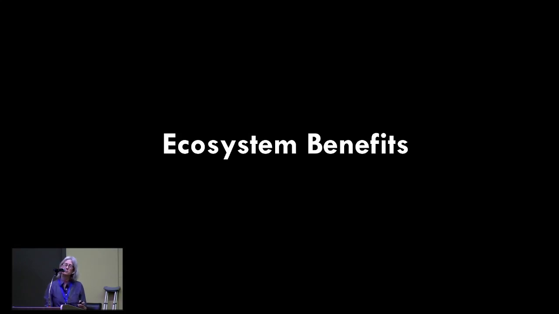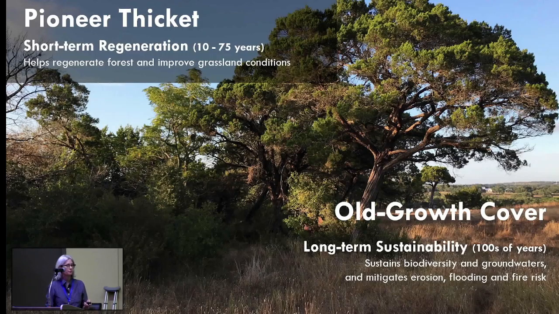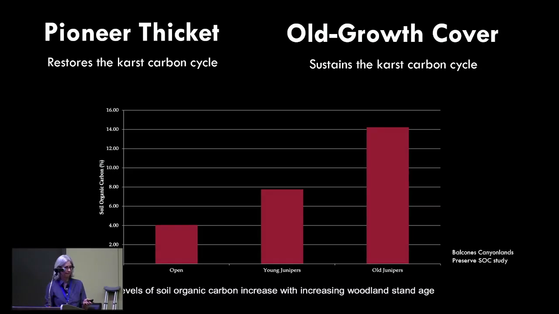Okay, ecosystem benefits. The pioneering thicket is short-term regeneration. It's more like 10 to 75 years. It helps to regenerate forests and improve grassland conditions. It kind of preps the land for grasslands to do better. Old growth cover is long-term sustainability, hundreds of years. It sustains biodiversity and groundwaters, and mitigates erosion, flooding, and fire risk.